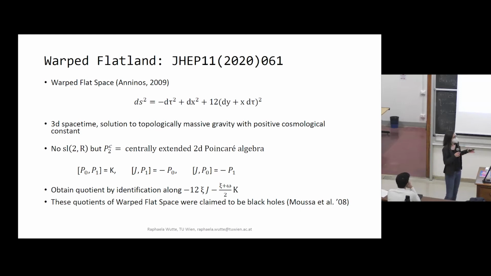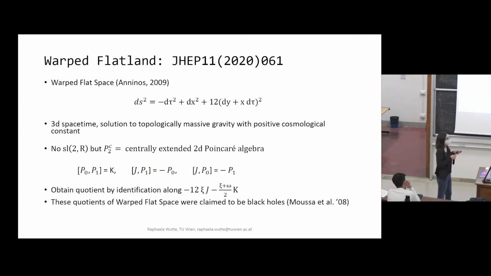The reason why we got interested in this spacetime is because it has somehow funny isometry. You have positive cosmological constant, but the isometries are given by the centrally extended Poincaré algebra. Here you see the centrally extended Poincaré. P0, P1 are just the translations in Poincaré. K is the central extension, and J is the boost. So this is the first spacetime.